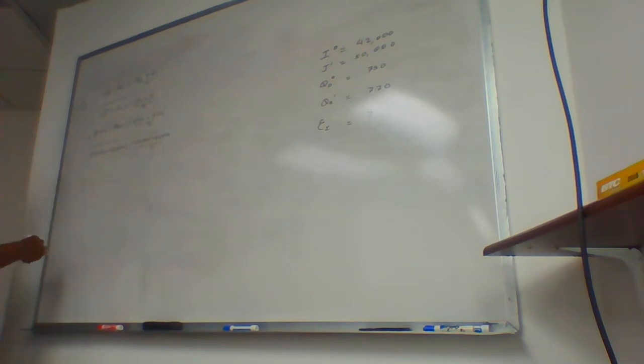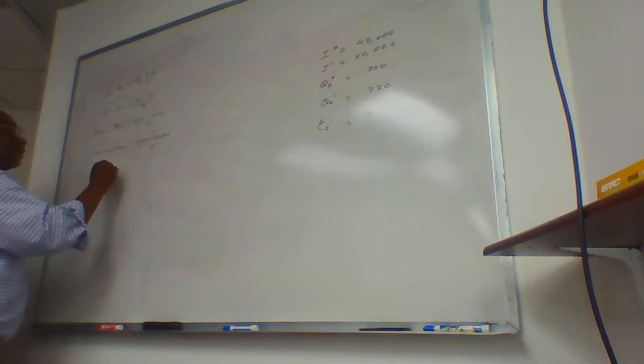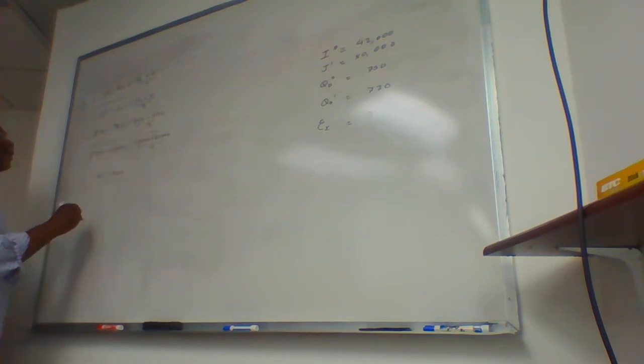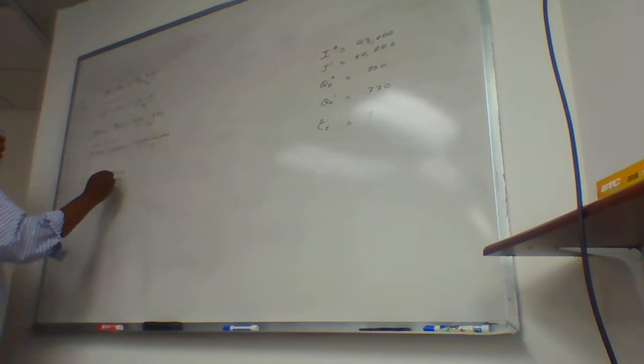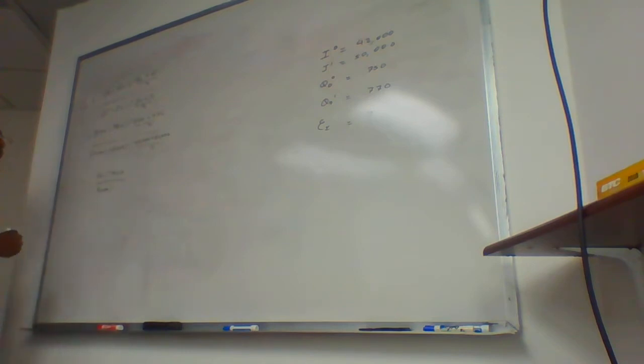All right, 770 minus 750 is 20, divided by 760. 750 plus 770 divided by 2 is 760. Then 50,000 minus 42,000 is 8,000, divided by 92,000 over 2, that's 46,000.